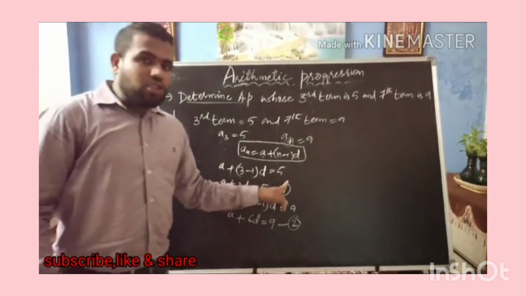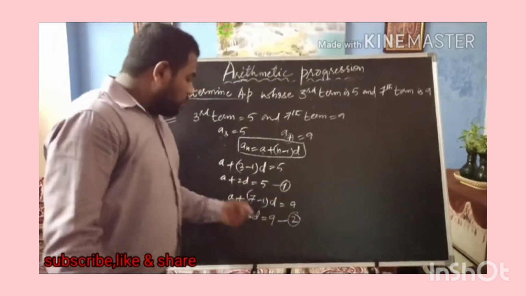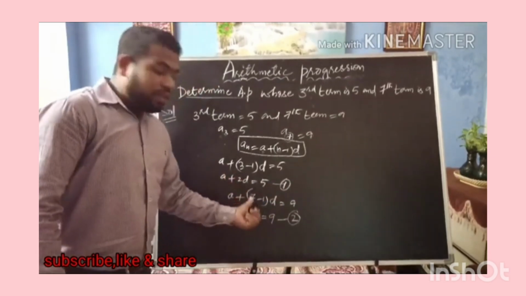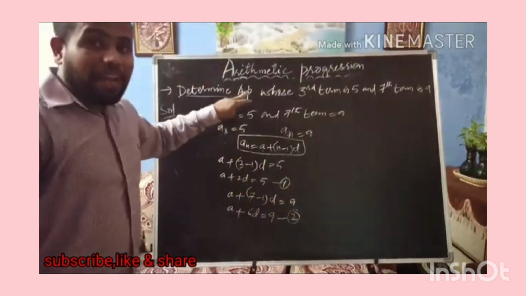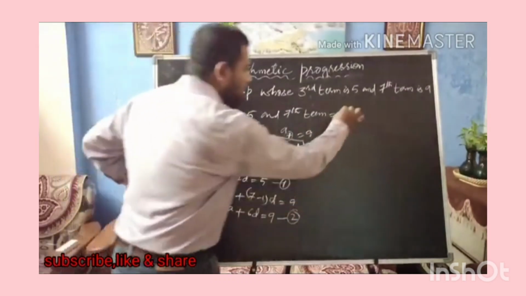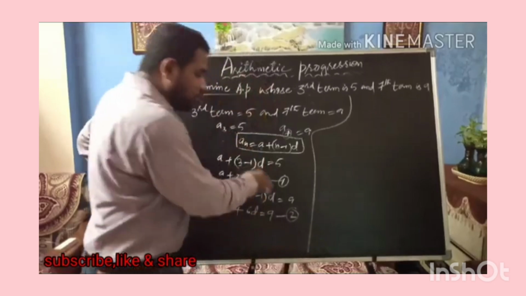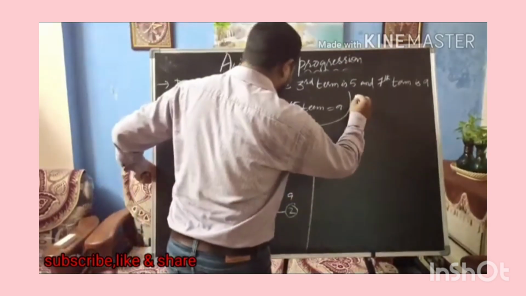Now we are going to solve these two equations to get the first term a and common difference d. Once we get what is a and what is d, then we can determine the AP series here. Now I'm just going to solve these two equations here. What is the first equation?